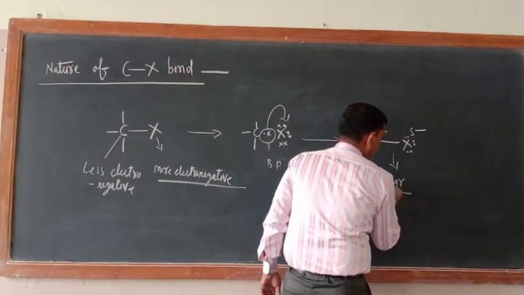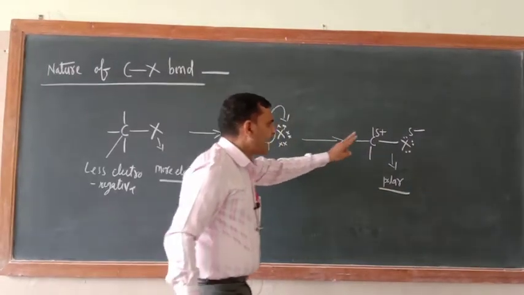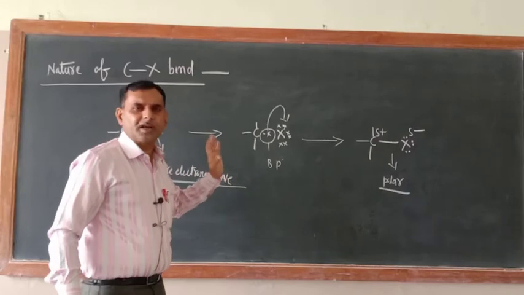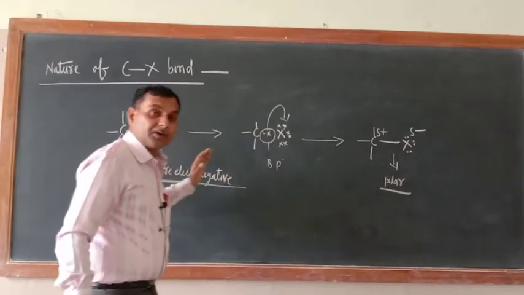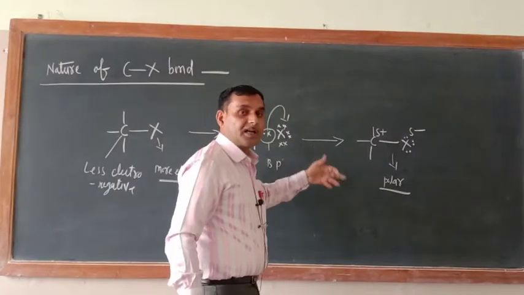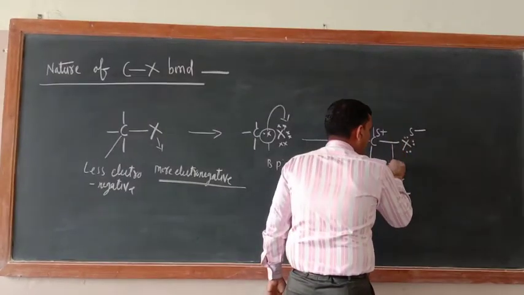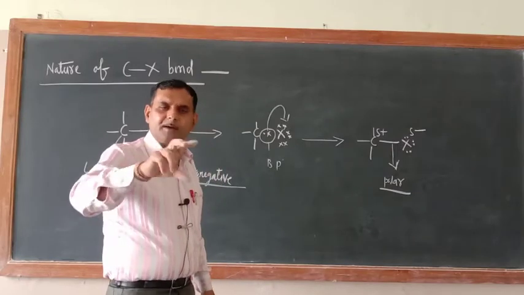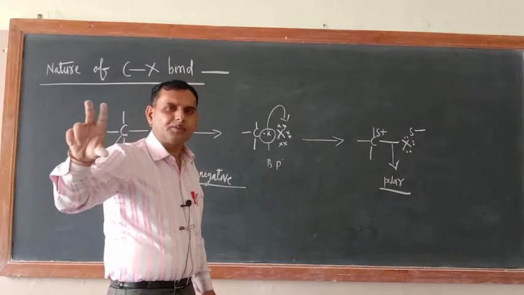Polar means what is there? What is the meaning of polarity? The meaning of polarity is having slight positive and negative charge. Actually a covalent bond should not receive positive and negative charge, but due to the difference in electronegativity between halogen and carbon atom, carbon has acquired a slightly positive charge and halogen has acquired a slightly negative charge. So now the CX bond becomes polar. Polarity arises due to the difference in the electronegativity of two bonded atoms.